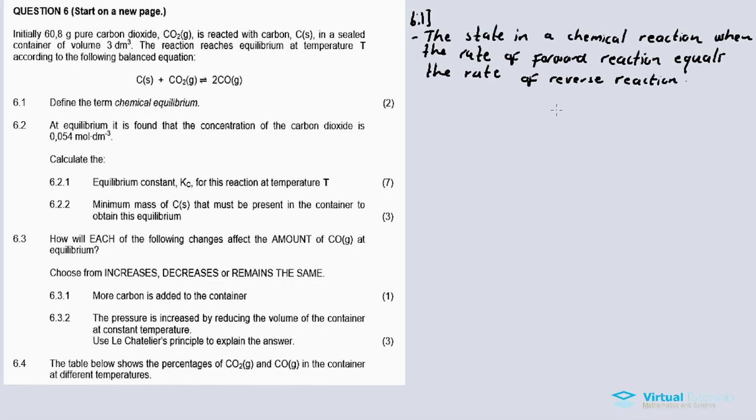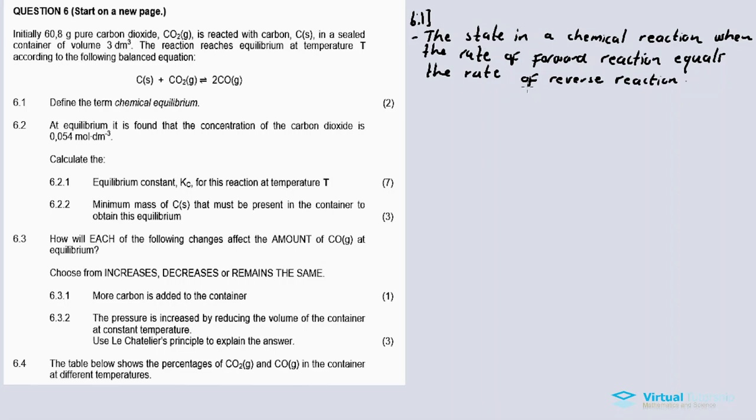6.1, define the term chemical equilibrium. Chemical equilibrium is the state in a chemical reaction when the rate of the forward reaction equals the rate of the reverse reaction. So in this sealed container, I have two reactions, the forward and the reverse reaction. Whenever the rates of both reactions are equal, we reach a state of chemical equilibrium.